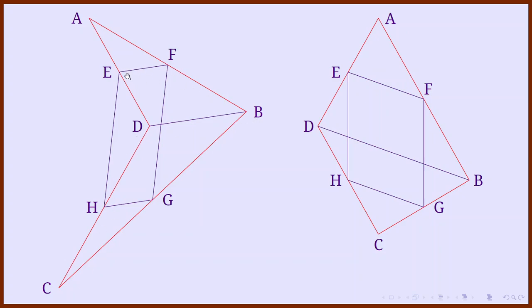So here this EF is parallel to DB and its length is half the length of DB. And here also HG is parallel to DB and HG is half the length of DB. So therefore HG and EF are equal, and since both of them are parallel to DB, they are also parallel, and that completes the proof.